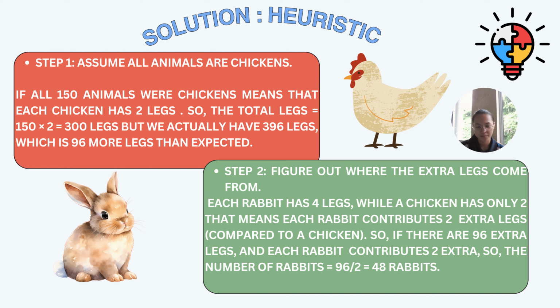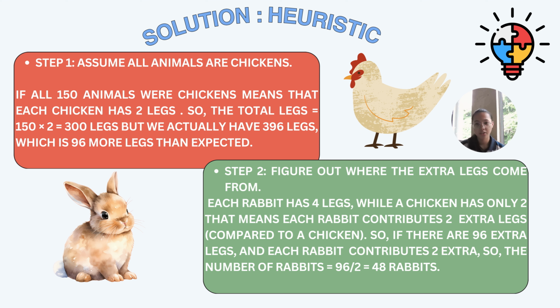Step 1, we assume all animals are chickens, because in the statement before it says we have two kinds of animals, right? The chickens and the rabbits. So let's just assume all animals are chickens.